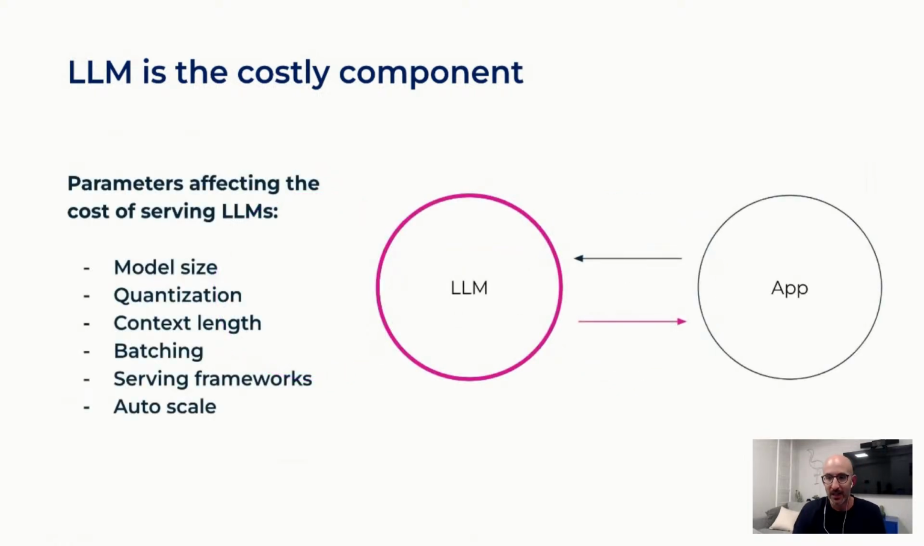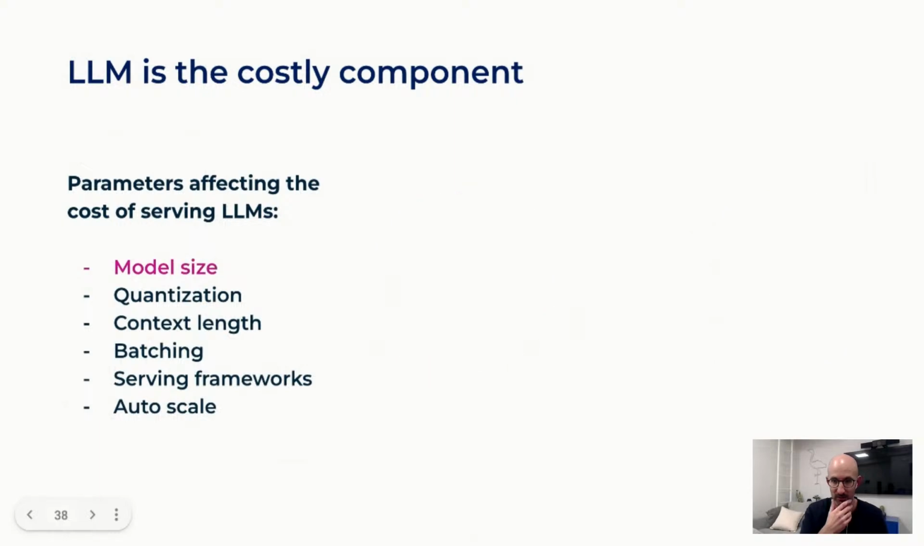So those LLMs are really costly, and deploying them is really costly, and there are several parameters which are affecting the cost of serving LLMs. There are a few of them here, and I would love to go over them and maybe give some best practices on how to manage those parameters and manage the cost of LLM serving. So one is model size, quantization, context length, batching, serving frameworks, and autoscale. So let's try to go over them.